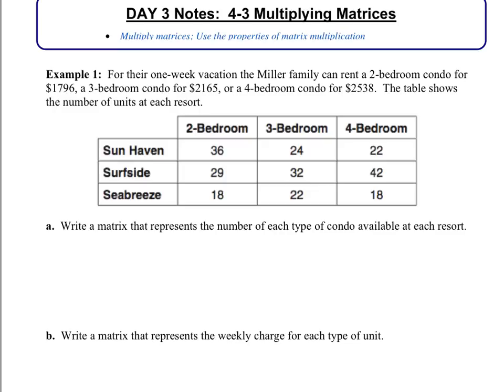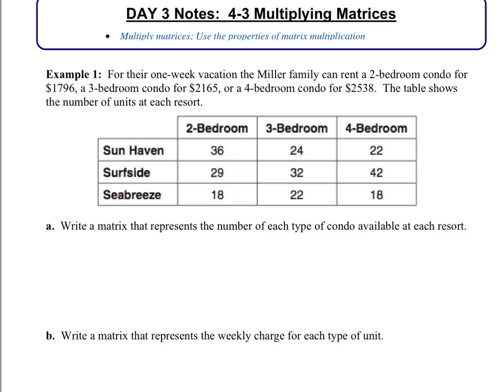Okay, for example 1, it says for their 1-week vacation, the Miller family can rent a 2-bedroom condo for $1,796, a 3-bedroom condo for $2,165, or a 4-bedroom condo for $2,538. The table shows the number of units at each resort.